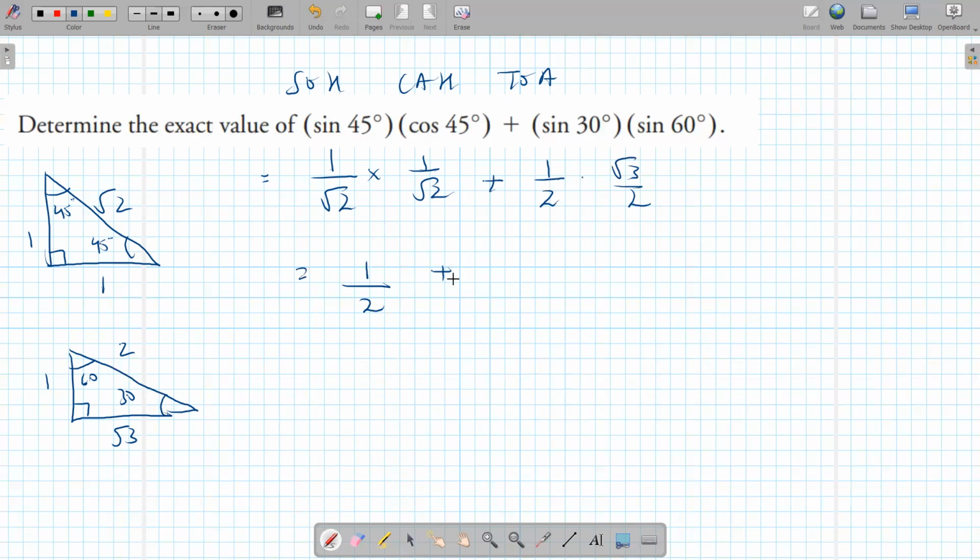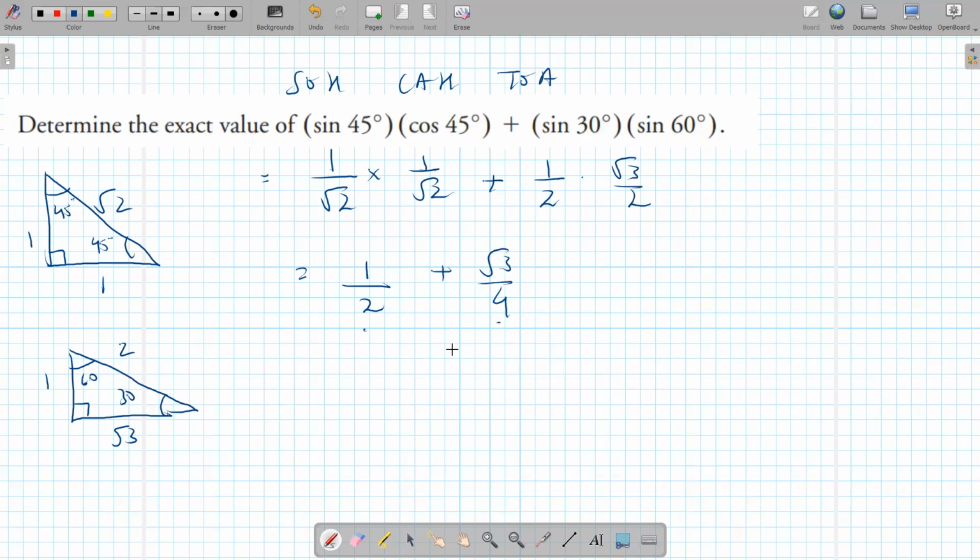What about on the other side? What if you multiply the numerator and multiply the denominators together? What do you get? Square root of 3 over 4. Yeah. Now let's take the LCD. What's the LCD between 2 and 4?